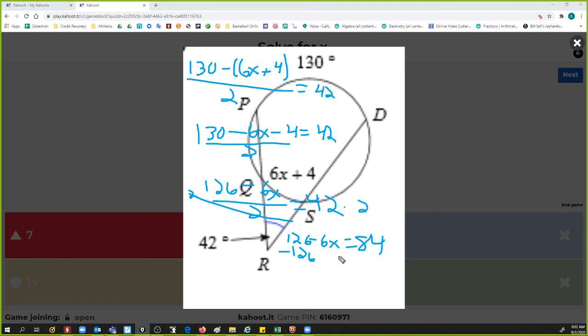Minus 126, negative 6x is equal to, 40? Yeah, it's 40. Negative 42. So divide by negative 6. You had 90 seconds to find this, so it should have been enough. X equals 7.